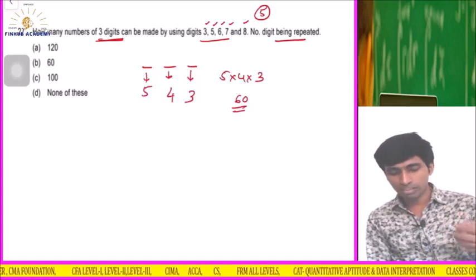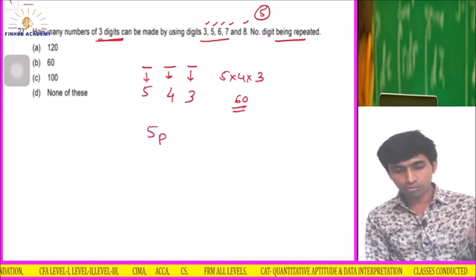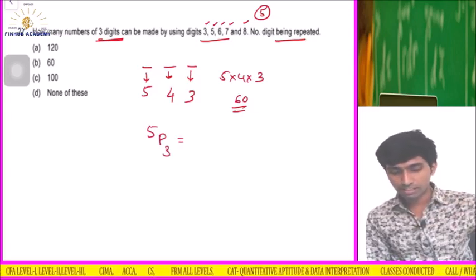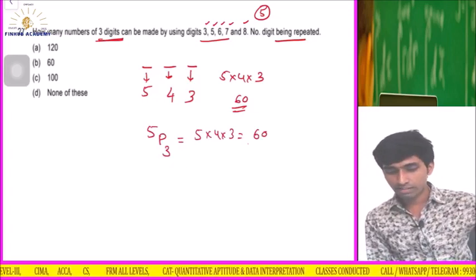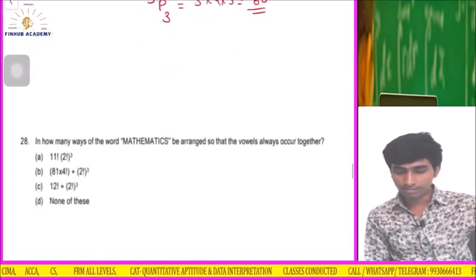Another way, simple thing: 5P3. I have 5 things and I have to arrange 3 things. So 5P3 again will be 5 into 4 into 3. One and the same thing. Anyways, fine. So the option is B.